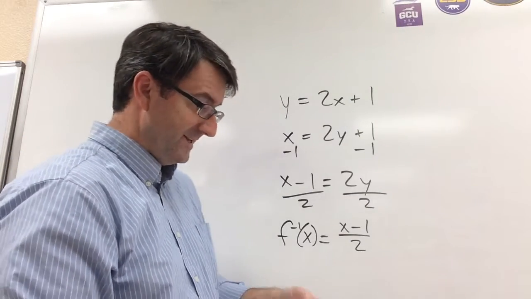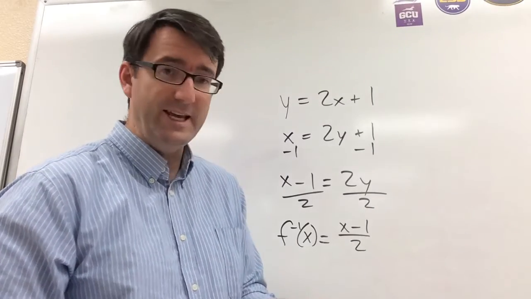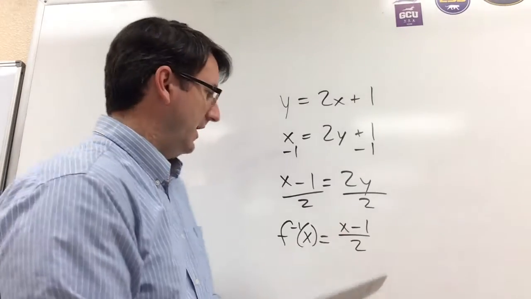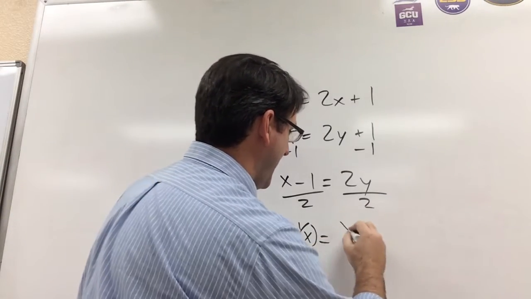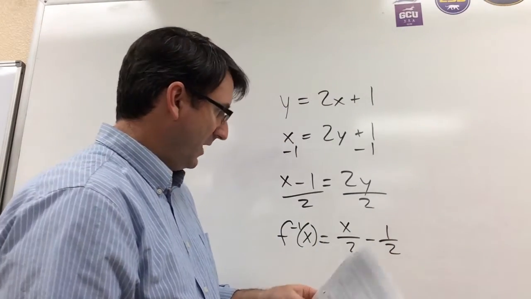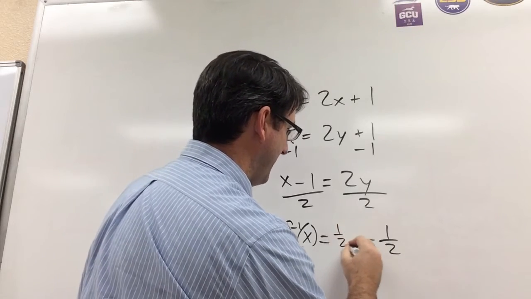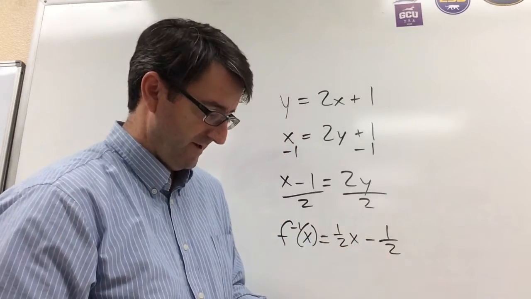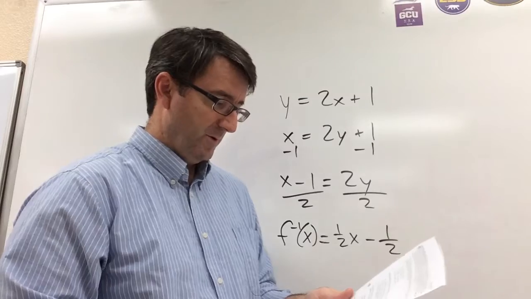Now we look at our answer choices and none of those look like that. In fact, a lot of you will be tempted to choose D, x plus 1 over 2, just because it looks most similar to this. But remember that there's other ways that we could write this. We could write this as x divided by 2 minus 1 divided by 2. Or we could write this x over 2 as 1/2 x. So f inverse of x equals 1/2 x minus 1/2. That's going to be answer B for number 12.